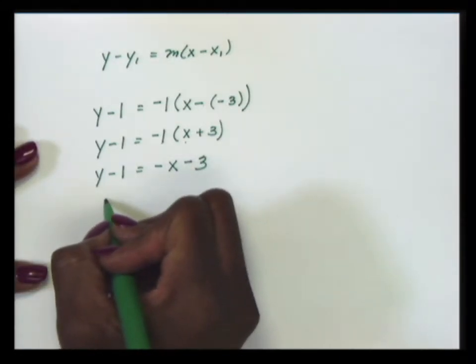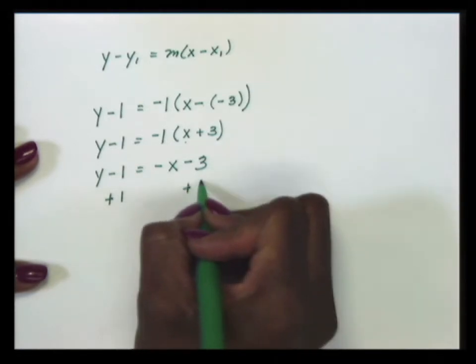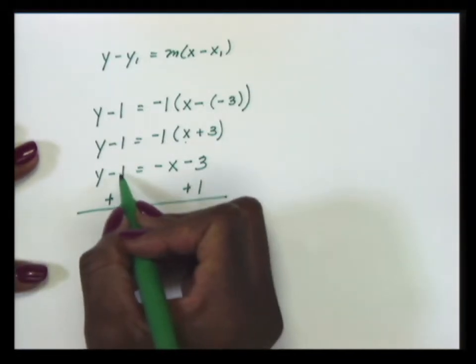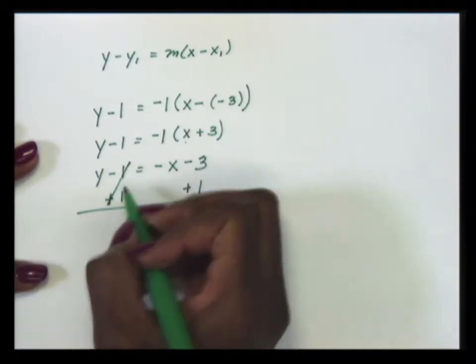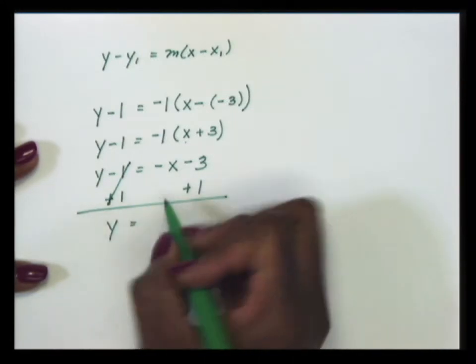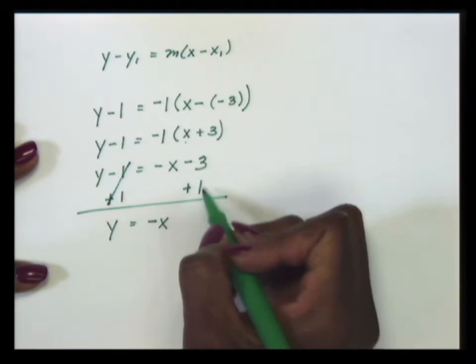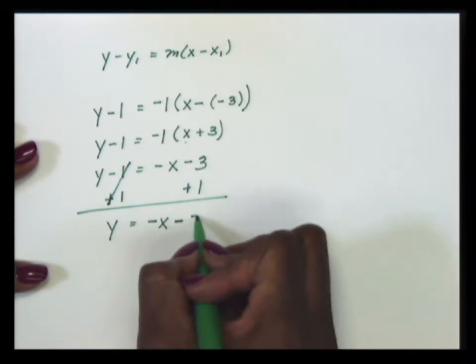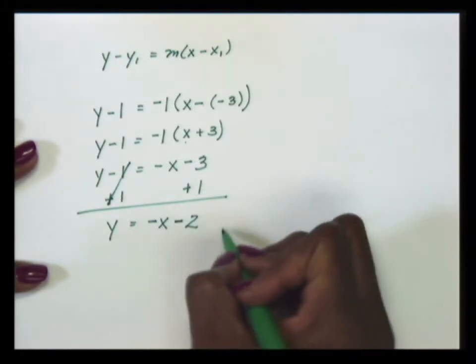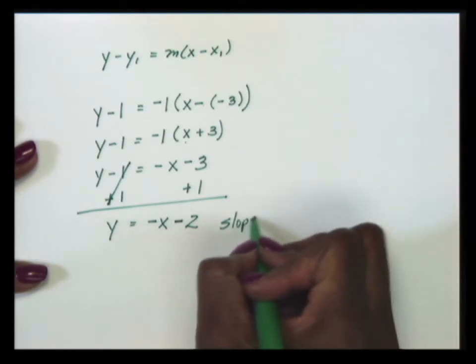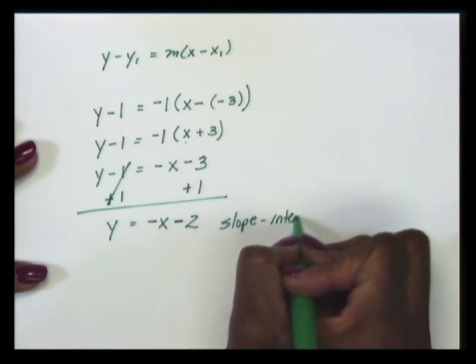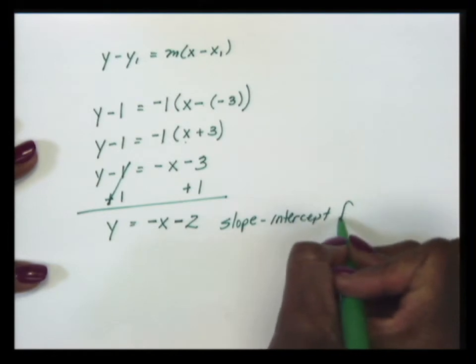Then to solve for y, we'll add 1 to both sides. -1 plus 1 is 0, so I have y on the left. On the right I have -x, and -3 plus 1 is -2. This is the slope-intercept form.